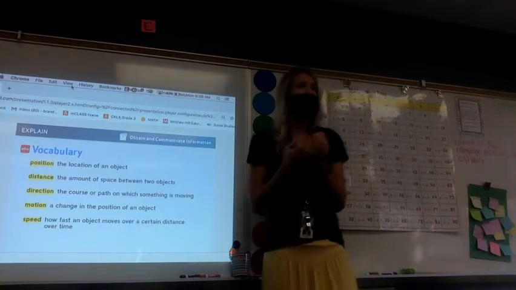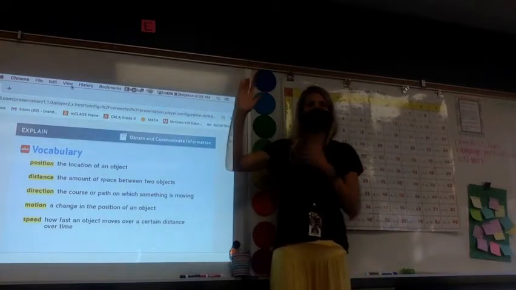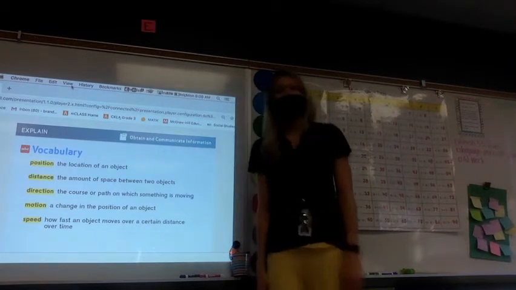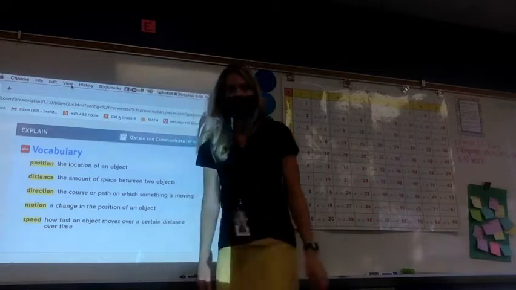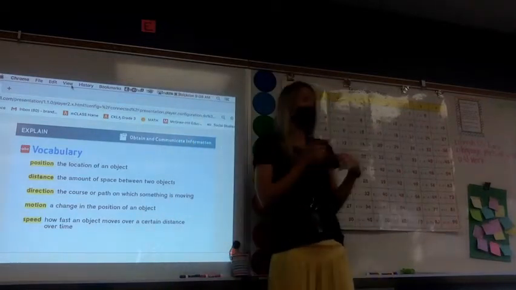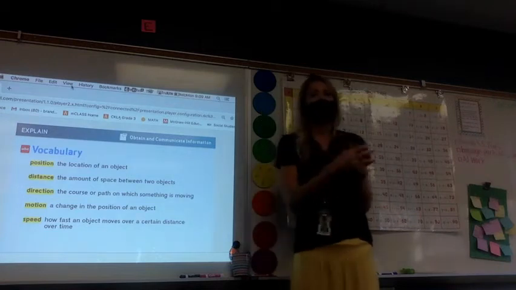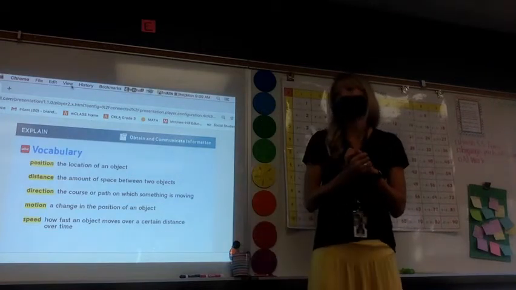No. How many of you had to adjust the course or the path of your little guy today, of your wind-up toy? Yep, ours kept going like this. Yeah. And that's okay, but that's just showing you the direction. So it might be a circular direction or motion, might be straight ahead. So it's going to be the path of the course on which something is moving.